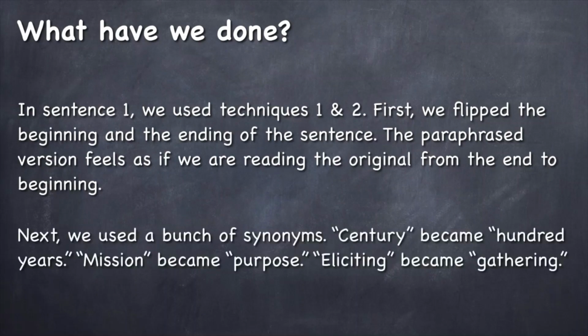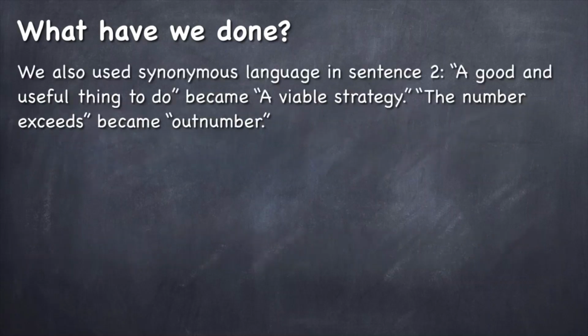Next, we used a bunch of synonyms. Century in the original became 100 years in the paraphrase. Now, mission became purpose. You see, these things are very synonymous. Eliciting became gathering. What else did we do? We also used synonymous language in sentence 2. A good and useful thing to do became a viable strategy. These are synonymous things. Now, the number exceeds became outnumber. Yeah, to exceed in number means to outnumber. Again, we're just using a bunch of synonyms.